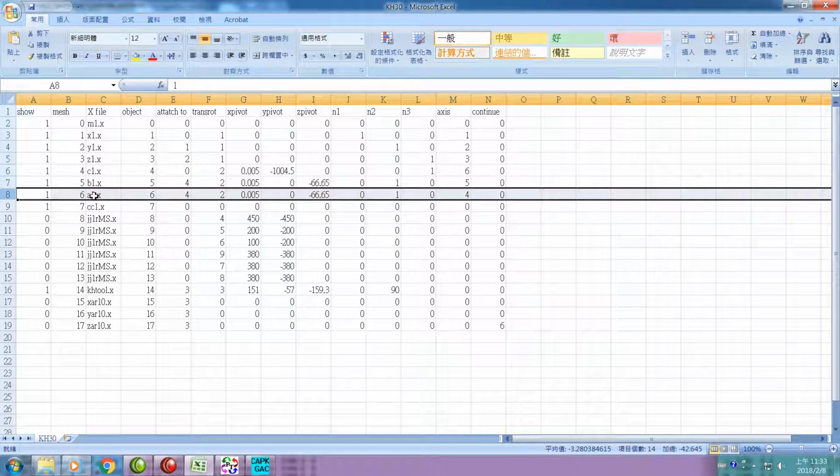The A structure is a 2, a rotation part. We use the 4th axis to control it. The turning axis is the Y axis because N2 is 1. The rest is 0. The pivot point X is 0.005. The Z pivot coordinate is minus 66.65. The Y column will still be filled in with 0.